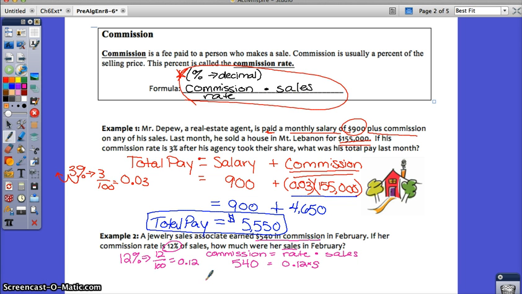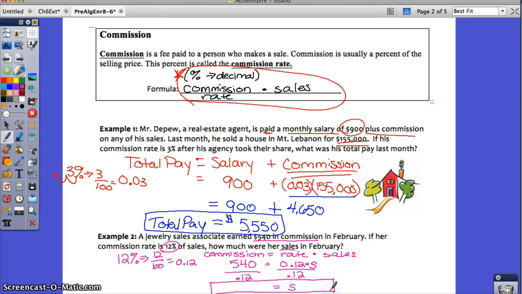To find the sales, what would you do to get S by itself? Divide both sides by 12 hundredths, or 0.12, and your answer here will be your sales. So go ahead and take a minute to divide that on your calculator. Since we are finding the sales amount, you want to make sure that you put the units on there. And we are talking about sales in dollars. So when you divide it, hopefully you got 4,500. If you have a different answer, check what you typed in on your calculator. And I like to always label my answer, so it's $4,500 in sales.